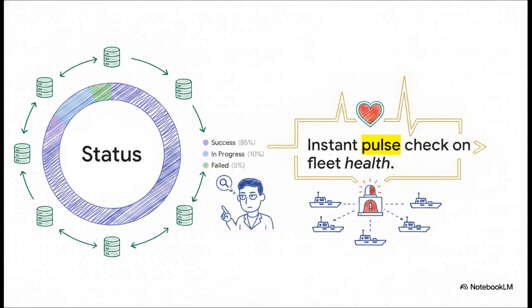Next up, we've got the classic status breakdown. This simple percentage view showing success, failed, and in progress is exactly what you want up on a massive screen right in the middle of your ops center. It gives you an instant visual pulse check on your entire fleet's backup health. If that failed slice grows beyond just a tiny little sliver, your DBAs know immediately that it's time to dig in. It's really all about drastically reducing the time it takes to recognize a problem.